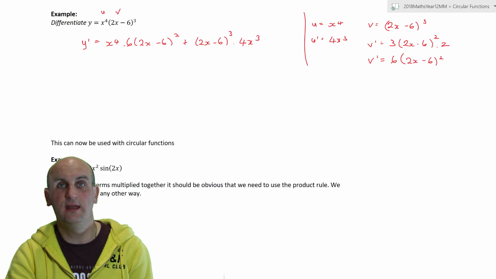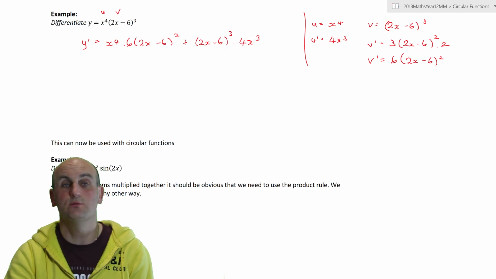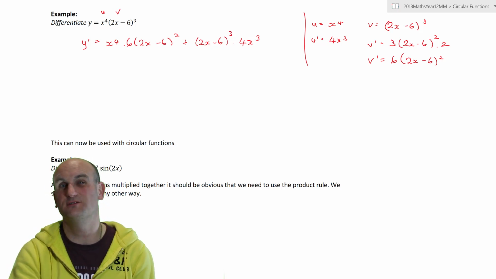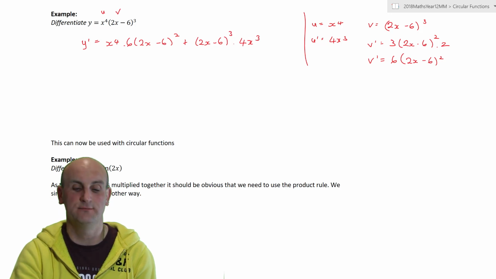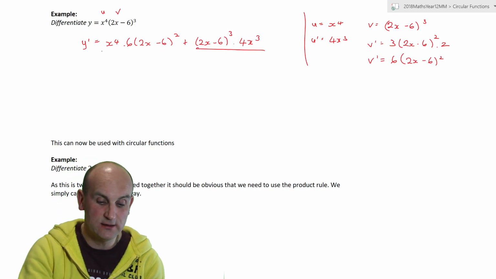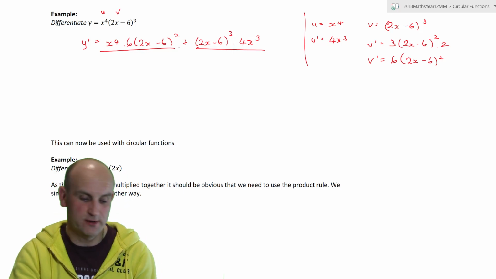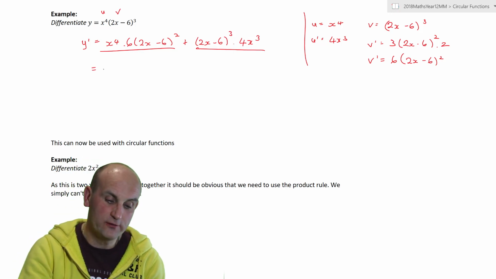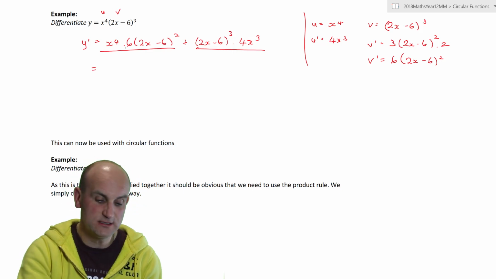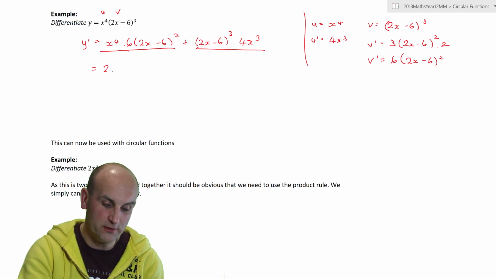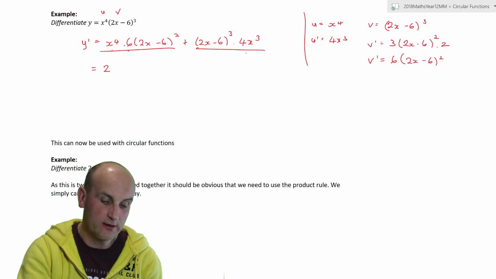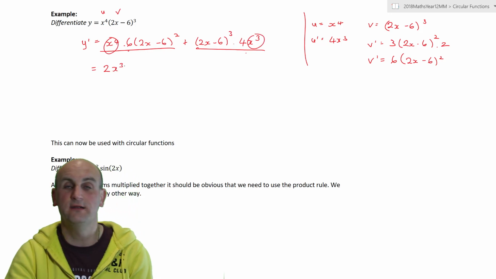Now I don't leave it there because what I can see is in methods and all subjects pretty much around the world, you have to actually write it in the simplest form. And I can actually see that I have 2 terms here that can be factorized. So the first thing I do is look at the constants, and I've got a 6 and a 4. Most can come out of that is 2. I've got an x to the power of 4 and an x to the power of 3. So the highest that can come out of there is x to the power of 3.